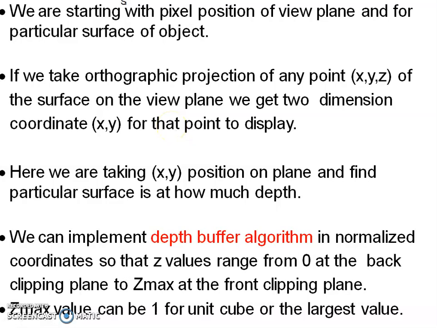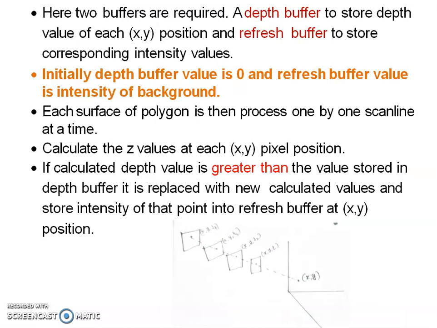We can implement a depth buffer algorithm in normalized coordinates so that z values range from 0 at the back clipping plane to z max at the front clipping plane. Here the z maximum value will be 1. So the z value is in between 0 and 1.